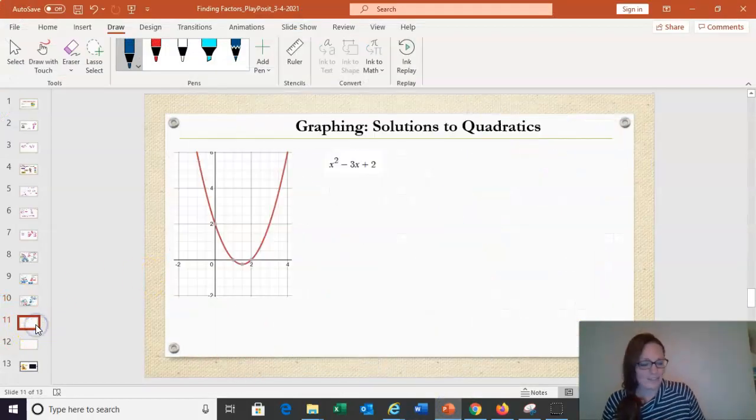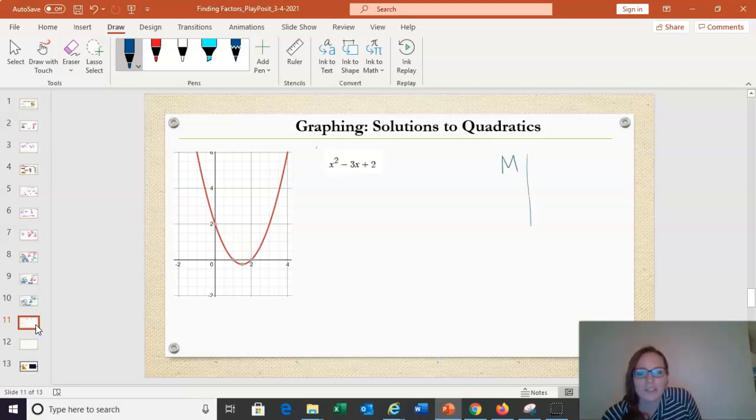Okay, let's do another one. You guys are hanging in there with me. I know this is longer than the most recent playposits have been, but we are almost done. So this is when we're going to talk a little bit about solutions and factors. So here's a graph of this quadratic right here. And let's just practice factoring.